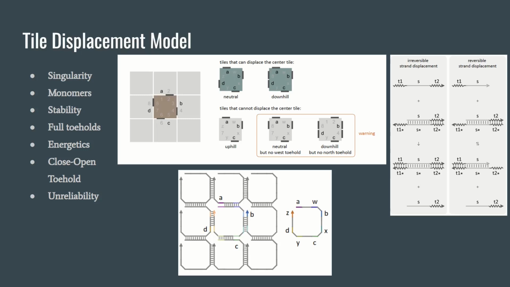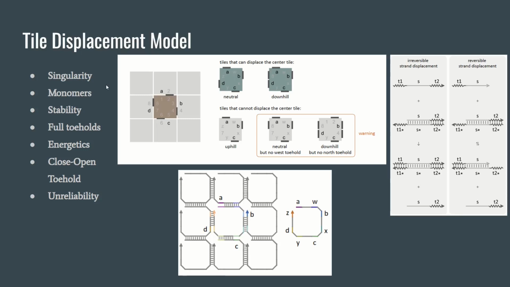Stability: tiles within an assembly, such as those with four neighbors, are firmly attached and will not dissociate. Next is full toehold. A full toehold is a tile that is bound to four neighbors. Four neighbors will be displaced by a tile that forms a toehold on each of the four sides. So energetics: the tile displacement reaction must be either energetically neutral or energetically downhill.